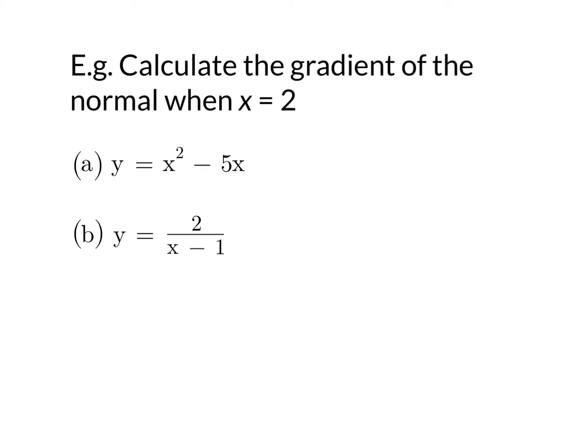So let's apply the same concept but now with a normal. The first thing you have to do is find the gradient of the tangent at the point. And then we'll use the negative reciprocal to find the gradient of the normal.